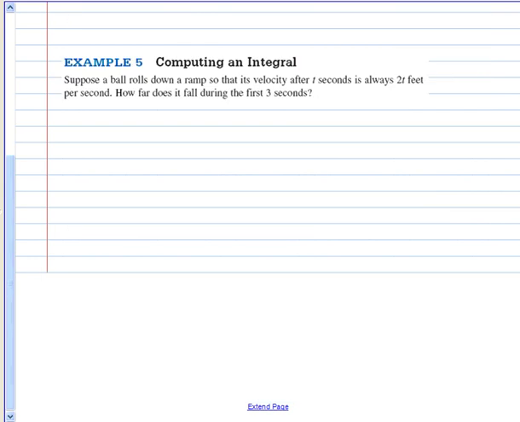So let's go back to this initial thing where they're talking about this ball rolling down a ramp. So its velocity after t seconds is always 2t feet. How far does the ball roll during the first 3 seconds? If I'm using my calculus notation, I'd say, oh, that is the definite integral between 0 and 3, our first 3 seconds, 0 to 3, of our equation 2t with respect to t. Notice our variable is t instead of x, so it's dt with respect to t.